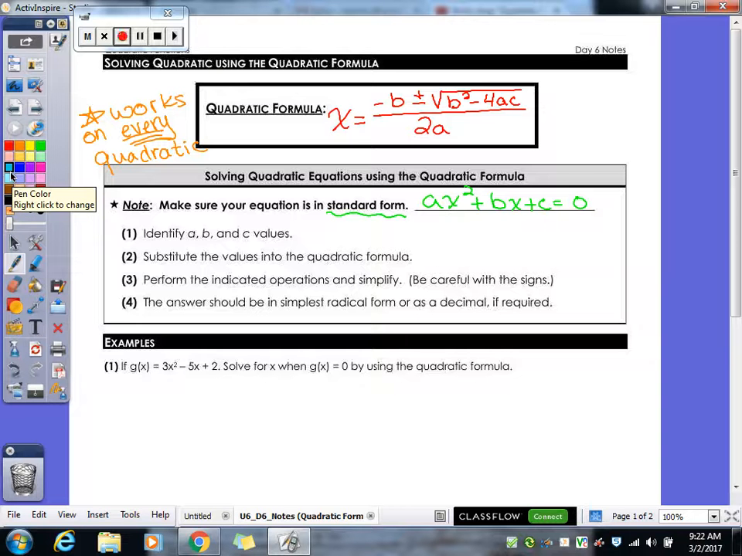So when we are doing this, you've got to first identify what actually are your a, b, and c values. Make yourself a little list, which we will do. You then substitute your values into the quadratic formula that we are given up above. Perform the given operations that you can. And then the answer should be in simplest radical form or as a decimal as required. They generally tell you to either round your answer to the nearest tenth or to write your answer in simplest radical form, so you know which one you're doing.